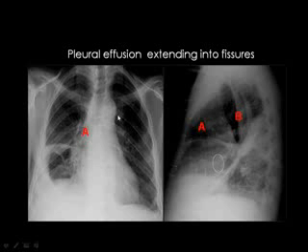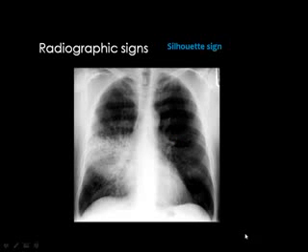This patient had recent cardiac surgery with sternotomy wire sutures and pleural effusion on the right side. This effusion has extended into the fissures. This is the major fissure, this is the minor fissure, and you can see this is the upper lobe, this is the middle lobe, and this is the lower lobe.